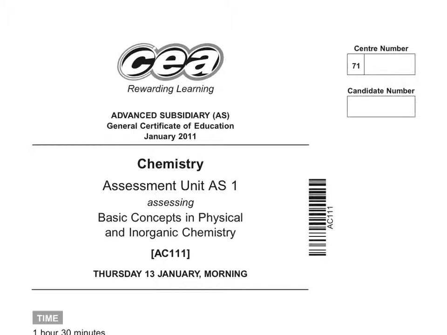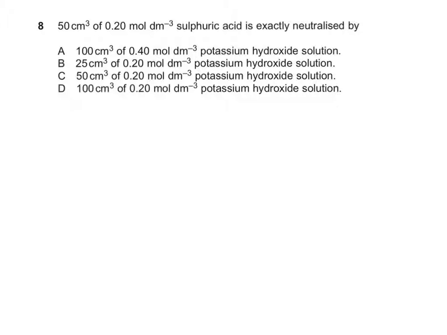So this is January 2011 AS1 paper. And we're just looking at question 8, a multiple choice question. And if you get a question like this, the first thing you need to do is to write out your neutralization equation. So it's all about sulfuric acid being neutralized by potassium hydroxide solution.